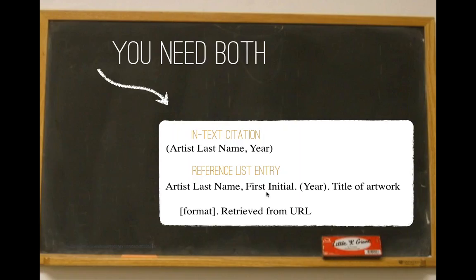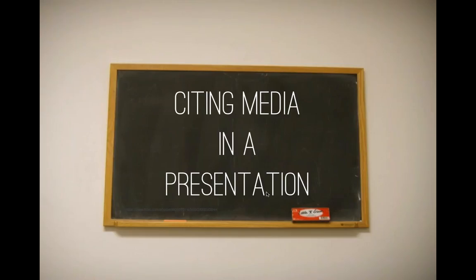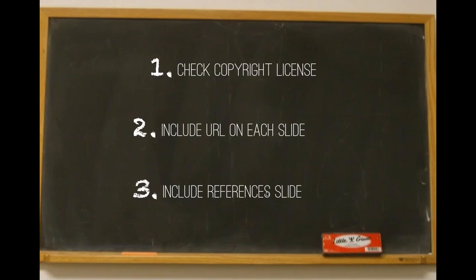This is true for media like videos, music, computer games, video games, etc. Again, if you refer to them in your paper, you need to cite them. And what if you've actually used a piece of media in a visual presentation? For example, an image or video taken from the internet you wish to use in a PowerPoint or Keynote. If you're reproducing an image in your presentation, you need to follow 3 steps in order to cite it correctly.